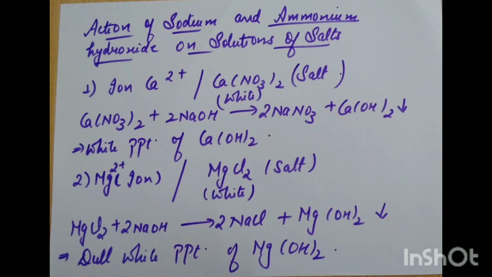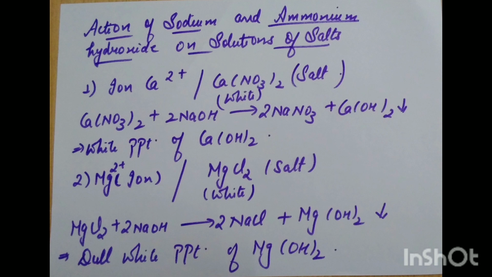So first we are going to talk about the chemical reaction which is going to take place between sodium hydroxide and calcium nitrate. When we treat calcium nitrate with sodium hydroxide, we are going to obtain sodium nitrate along with calcium hydroxide, and the color of the solution becomes white because white PPT of calcium hydroxide is going to be formed. PPT means precipitate, and what are precipitates? Precipitates are the insoluble mass.